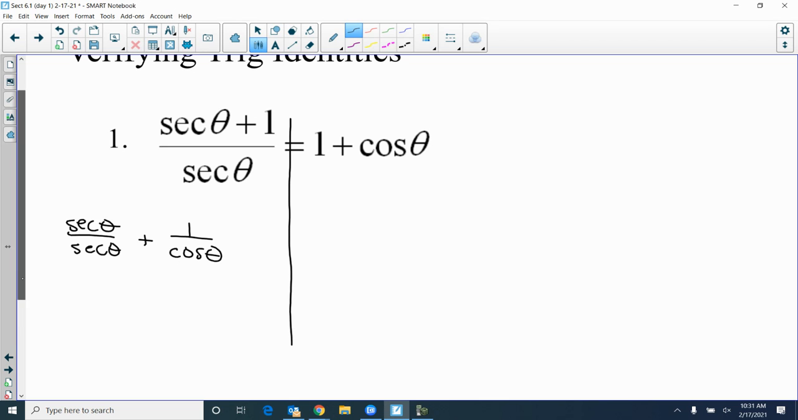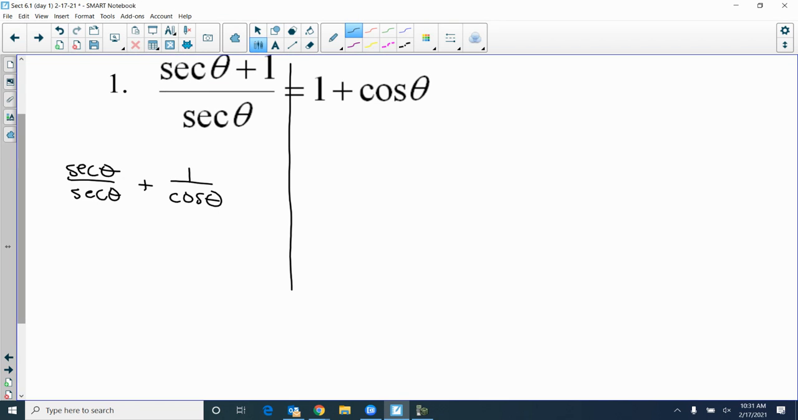Well, what is that? Secant theta divided by secant theta is what? 1. And what is 1 divided by cosine of theta? What is that identity? That's why you have to have that identity sheet handy. 1 divided by cosine of theta equals secant of theta. Or wait, that shouldn't be cosine of theta. I screwed that up. That's why you're looking at me crazy. That has to be secant of theta, right? Sorry. What's 1 divided by secant of theta? Cosine of theta. We're done.